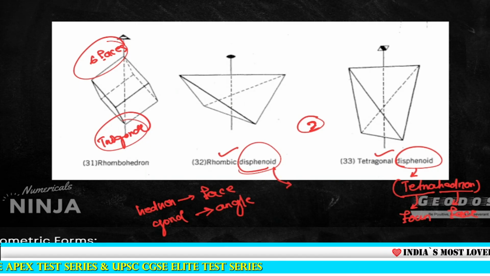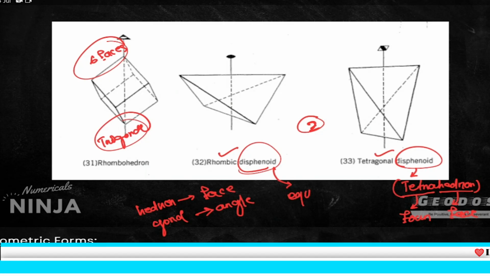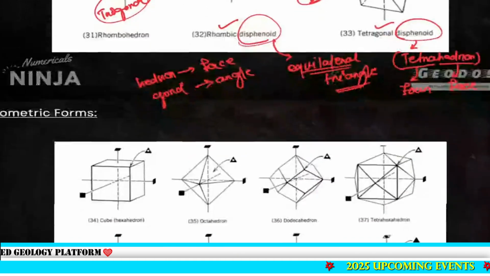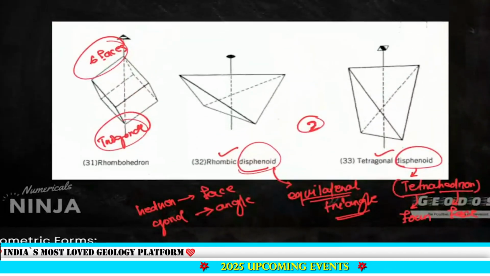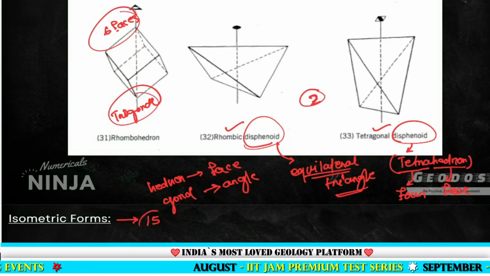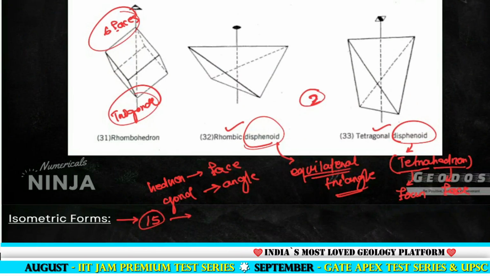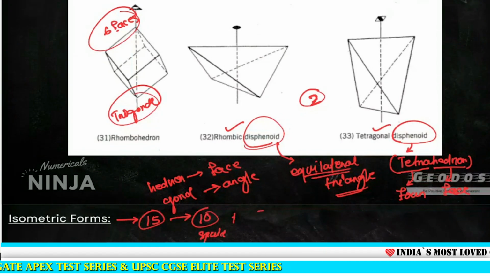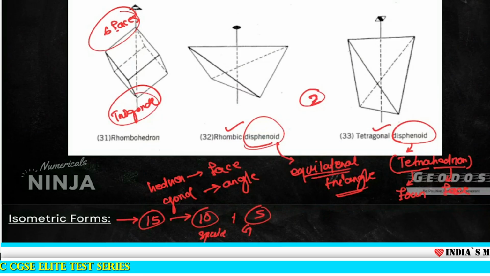ओके ओके, सो हाँ, यहाँ पे डिस्पेनोइड केसेस में एक स्पेसिफिक प्रॉपर्टीज है. तो ये इसका एवरी फेस ऑफ डिस्पेनोइड इज एन इक्विलैटरल ट्रायंगल. Equilateral triangle. Okay, so and these are the isometric forms. How many isometric forms are there? If you have remembered from the previous class, how many? 15. Okay, तो 15 से तुम्हारा 10 हो जाएगा स्पेशल. Okay, plus 5 will be your general.